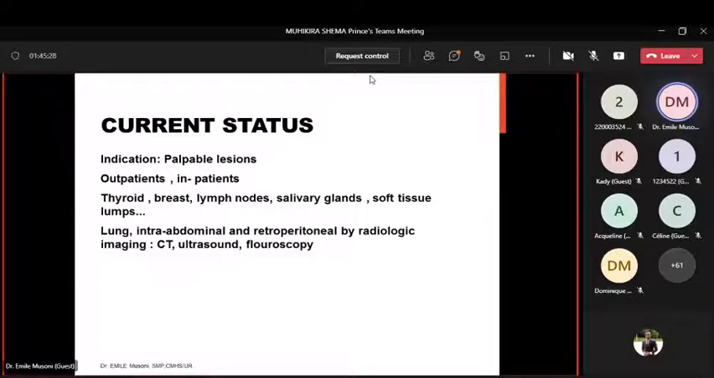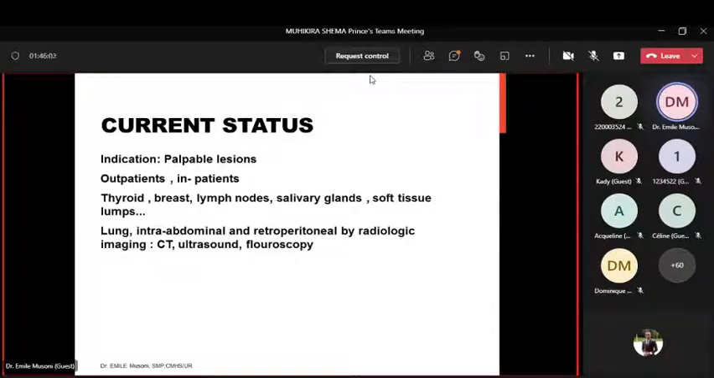I have said the indication is a palpable mass, maybe over 0.5 cm in diameter. It can be done outpatient and inpatient. You can do FNA in a consultation room, even on the bed of the patient. Most of the time, it is done on the thyroid, breast, lymph node, salivary gland, and some soft tissue lumps.